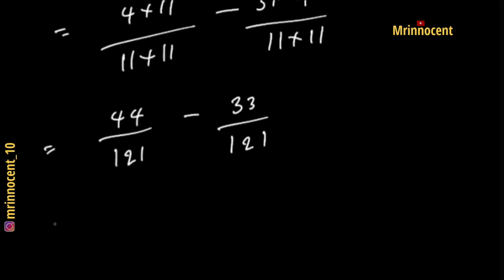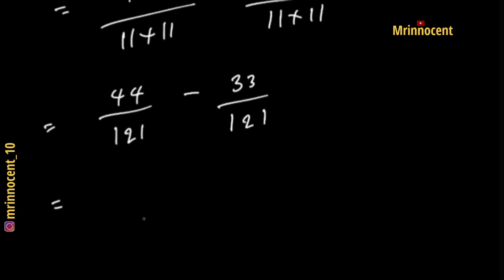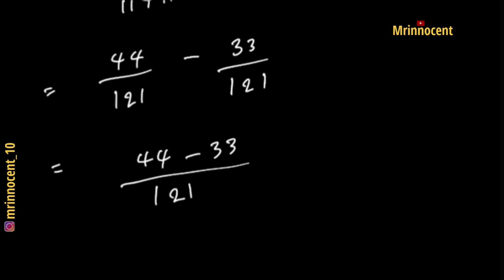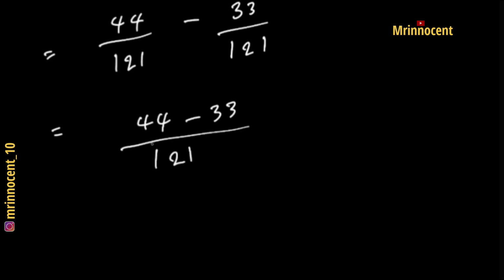The LCM here is 121. So 121 into 121 is 1, 1 times 44 is 44. Minus 121 divided by 121 is 1, 1 times 33 is 33. So you have 44 minus 33, which is 11 over 121.